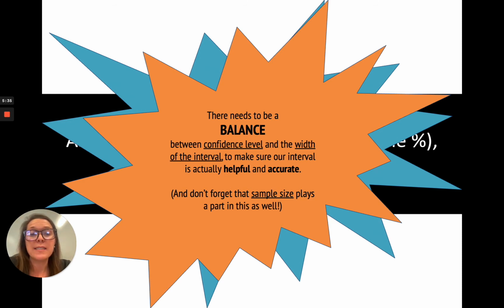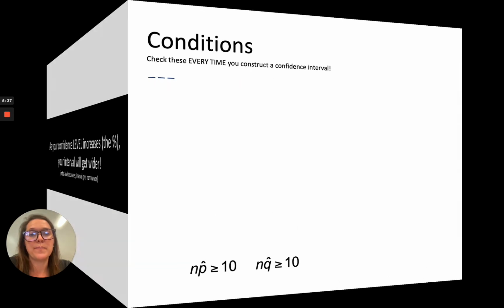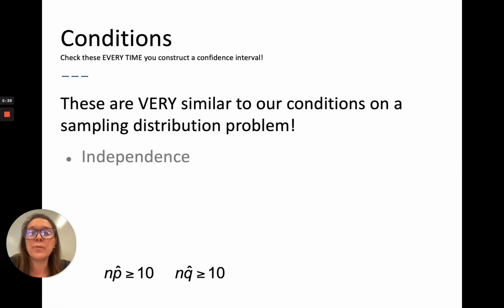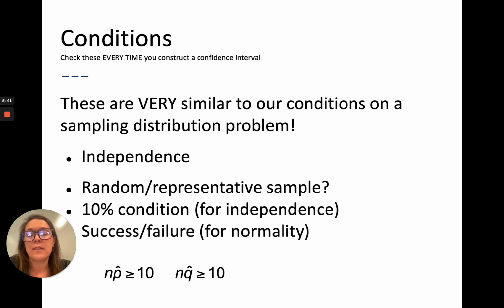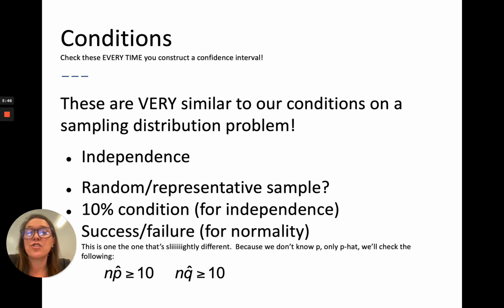And don't forget that sample size plays a part in this as well. So when we do our conditions for making a confidence interval, again, check it every time. These are very similar to our conditions for the sampling distribution problems that we've done in the past. Independence is kind of an assumption, not a condition, so we don't have to worry about that so much. But we do need to check that we have a random sample. Is our sample random? If not, is it representative of the whole population?